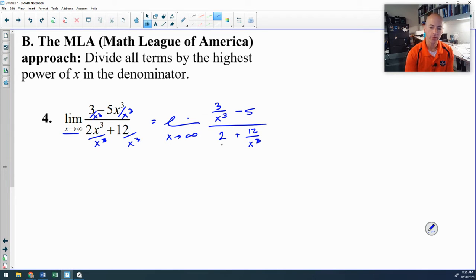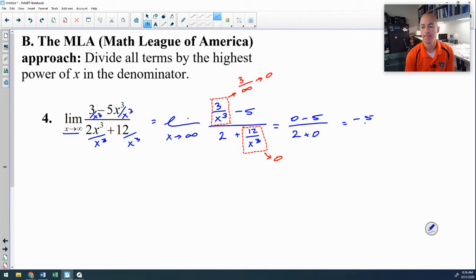Okay. Now what I'll do is I'll reevaluate my limit, and the limit is only going to influence the things with an x. And in this case, that will be 3 over x cubed and 12 over x cubed. And so if I were to plug infinity into that, I would have 3 divided by infinity cubed, which is huge, and any number divided by infinity will always approach 0. Same thing with 12 over infinity, that's going to approach 0. So this function approaches 0 minus 5 over 2 plus 0, or negative 5 halves.